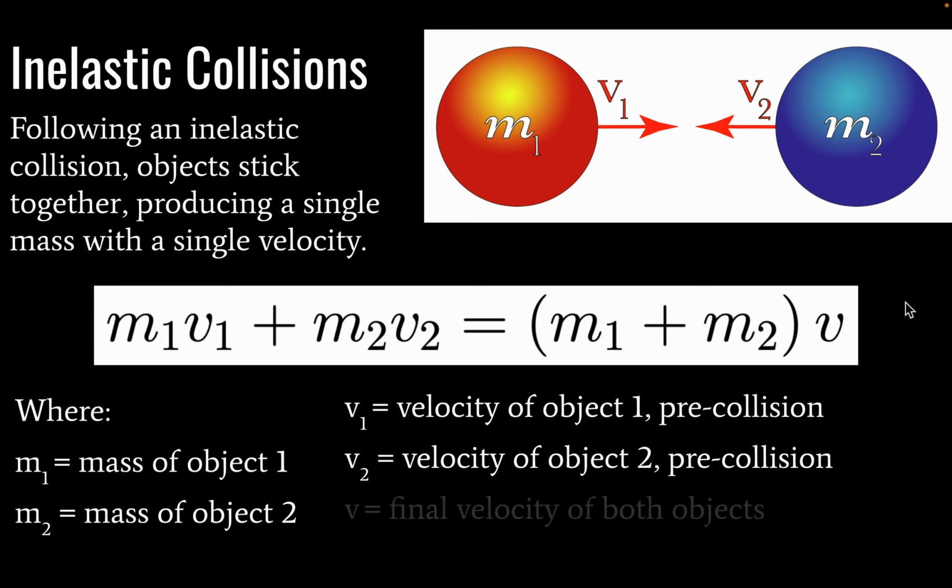And defining all of our variables, there they are. So we've got our masses, we have our initial velocities, and then we have our final velocity here, v. Okay. All right, what else do we have?